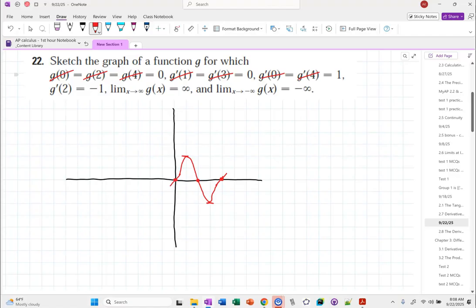It says g prime of 2 is negative 1, so we have that in there, right? That's basically a negative 1 slope. And the limit as x goes to infinity is positive infinity, so this guy just goes up forever. And the limit as x goes to negative infinity is going down. So just that. That ought to do it. So it looks kind of like a cubic polynomial, right?